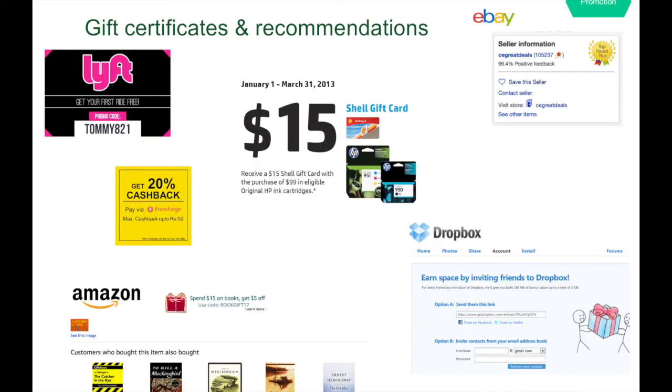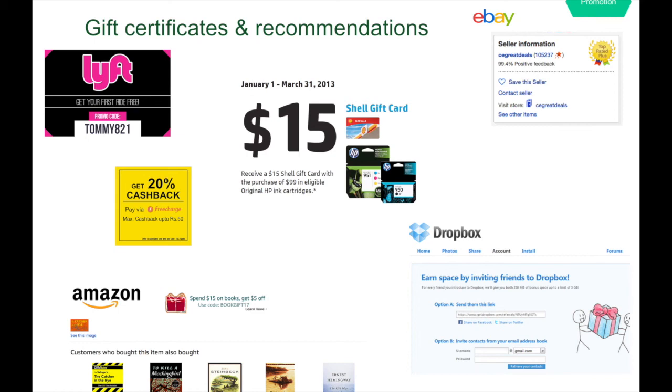Gift certificates and recommendations. Again, tons of options exist. From Lifty, for instance, get your first ride free, and then you have some kind of code. That's obviously the idea that once you have done it, the first time is a little bit of a change, so the customer needs some additional motivation to try it the first time. And the company Lifty believes that the ride is so good that every time after, he will automatically use Lifty and no longer the traditional taxi.